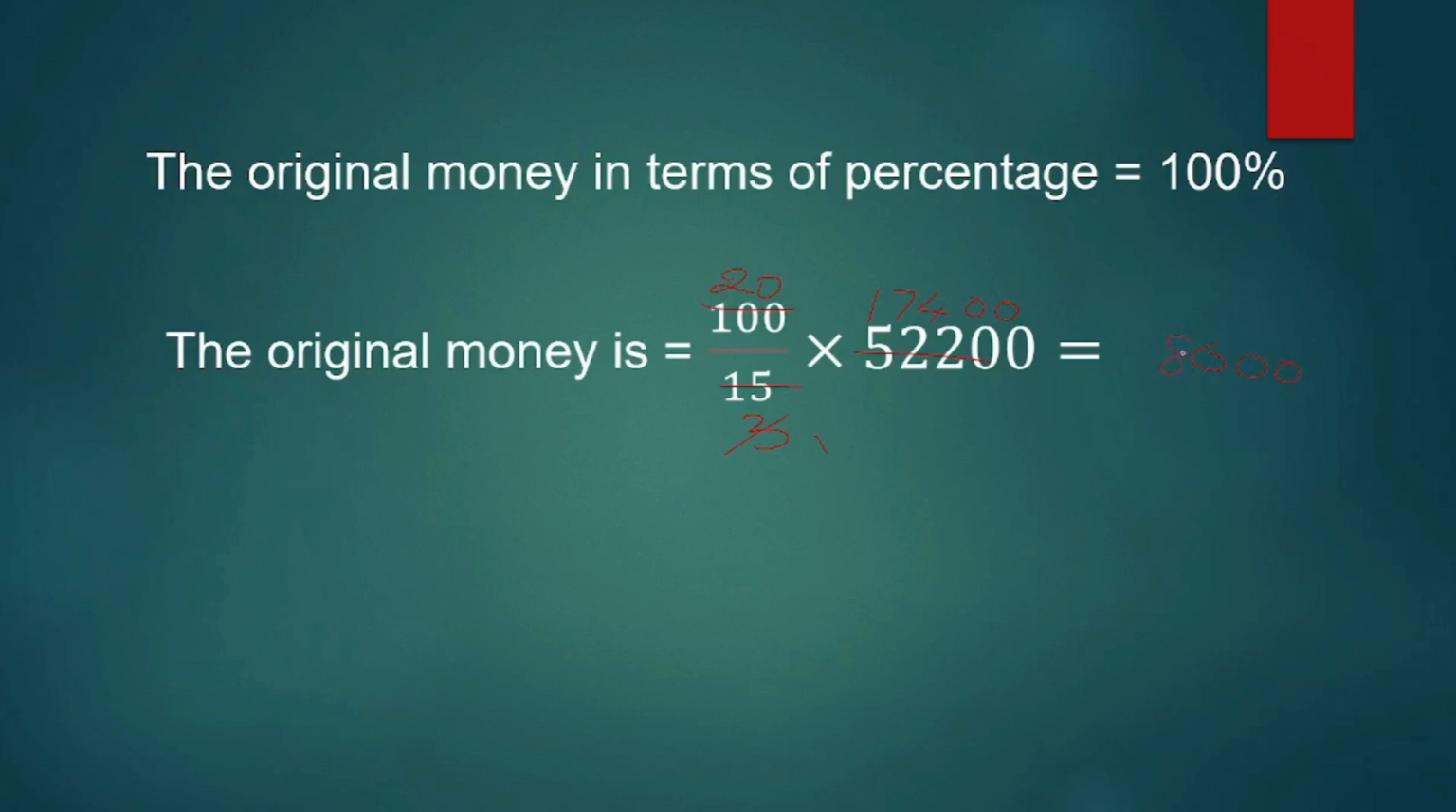174 into 2, 3 zeros come here. 2 fours are 8, 2 sevens are 14, 2 ones are 2, 1 3. So 3,48,000 is what Harilal originally had. The answer is 3,48,000.